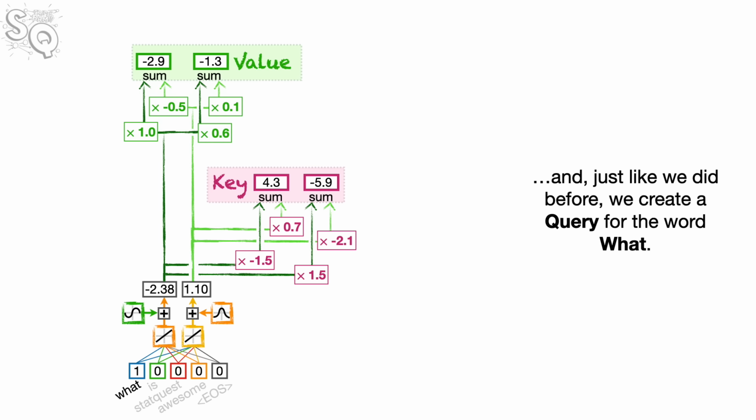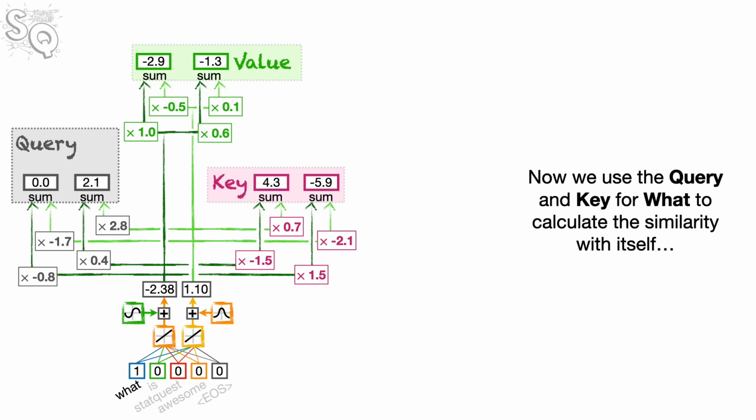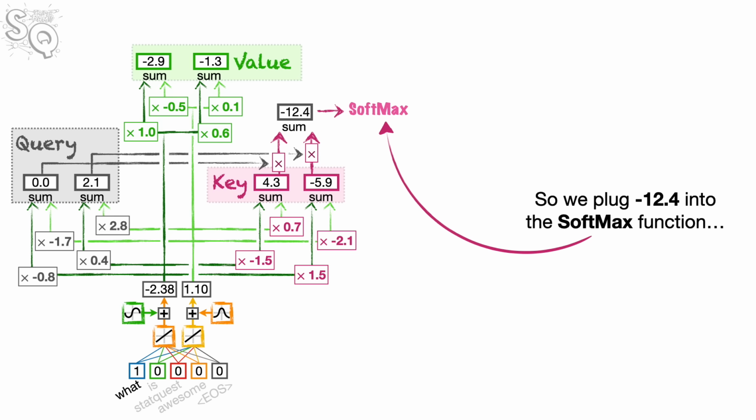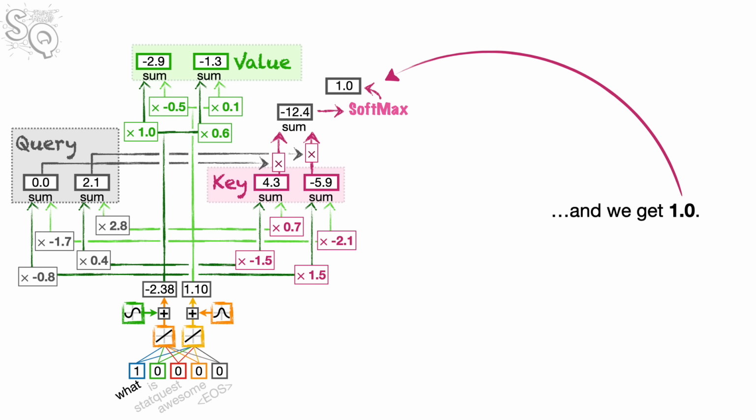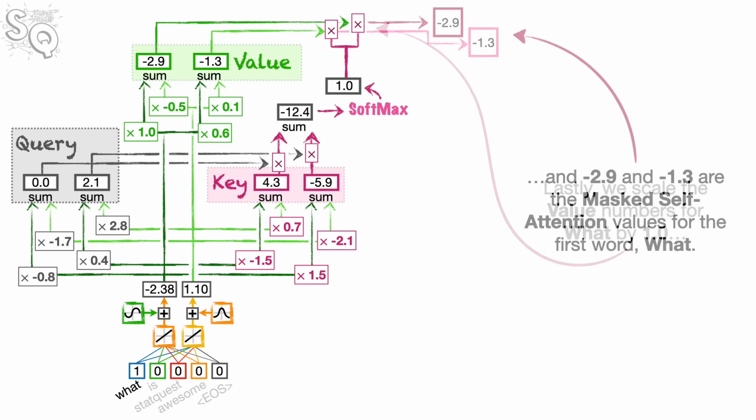And, just like we did before, we create a query for the word "what". Now we use the query and key for "what" to calculate the similarity with itself. And we get negative 12.4. So we plug negative 12.4 into the SoftMax function, and we get 1.0. Lastly, we scale the value numbers for "what" by 1.0. And negative 2.9 and negative 1.3 are the masked self-attention values for the first word, "what".